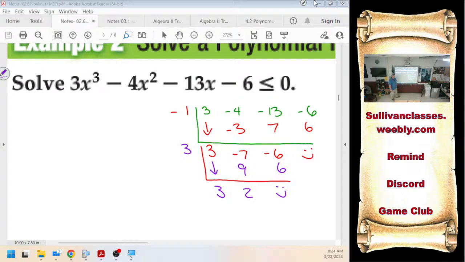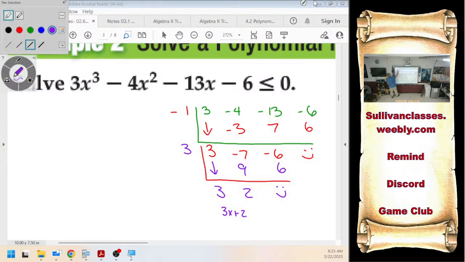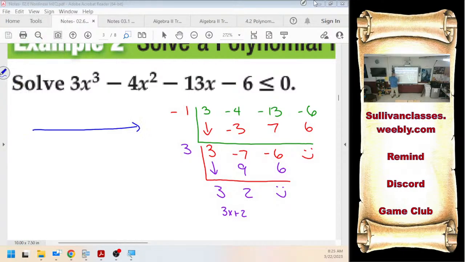And then probably a -2/3, right? Because this is now 3x plus 2. I took a cubic and I reduced it to this many degrees. So, if I look at a number line, I'm going to have at -1, there's a 0. At -2/3, there's a 0. And at 3, there's a 0.